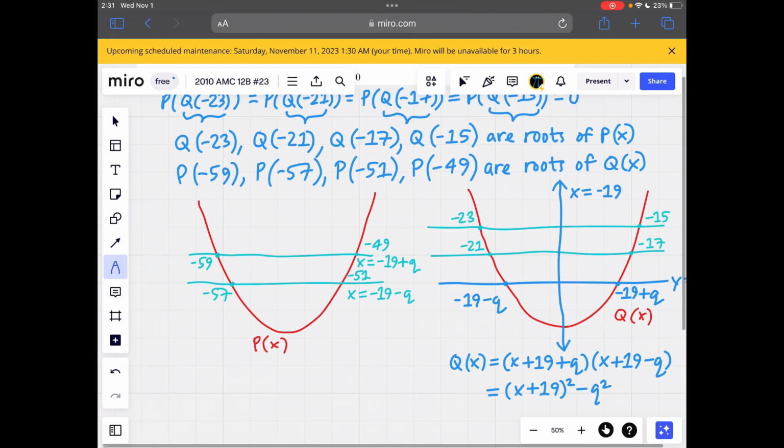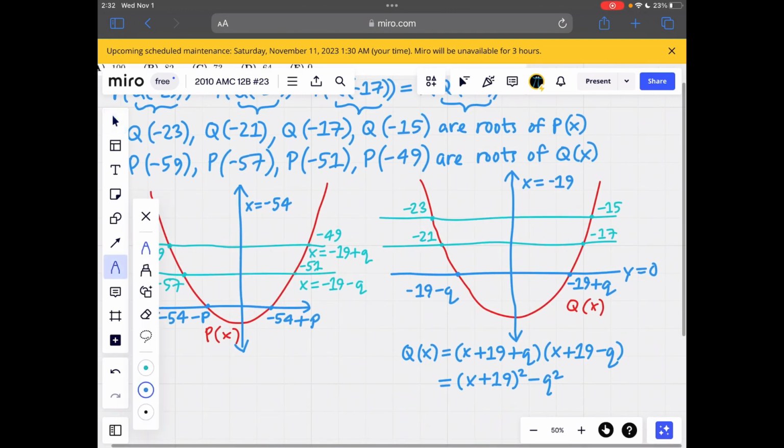So the axis of symmetry, if we follow the symmetry-based approach once again, we get that the average of both the pairs, minus 59, minus 49, and minus 57, minus 51, the average of both of them is equal to minus 54. So this line has equation x equals minus 54. So the 2 roots of P of x can be represented as minus 54 minus p and minus 54 plus p.